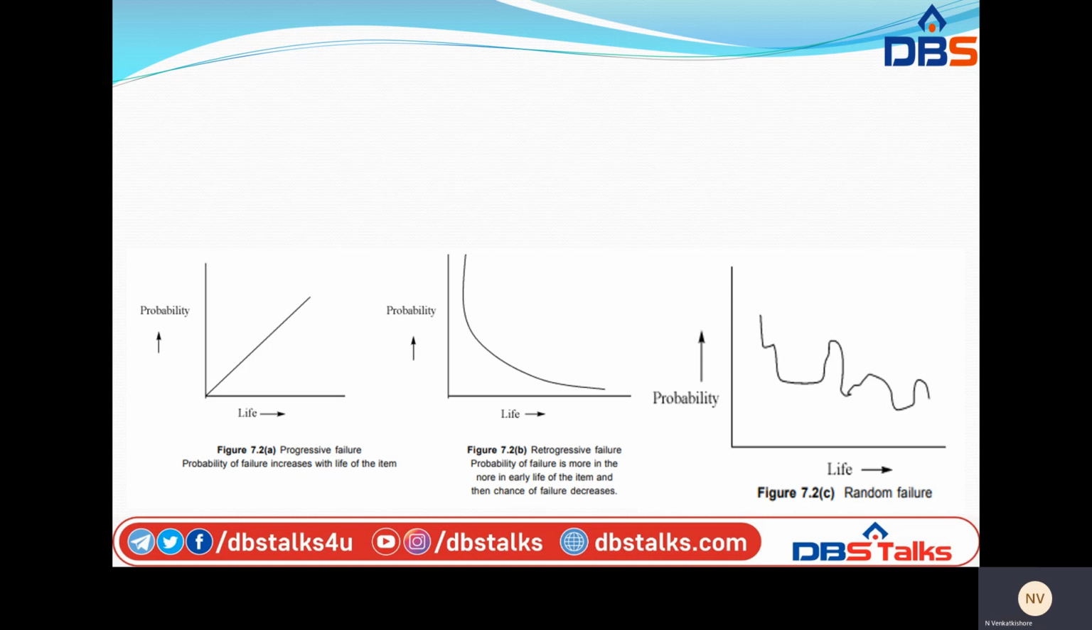Then the second one, retrogressive: the probability of failure is higher in the early life of the item, so it is not related to the life. When the time is increasing, the failure of the item starts from the initial stage itself. Then random: when the life cycle of the product is increasing, at any stage the failure may occur. We can't predict the failure of the item.